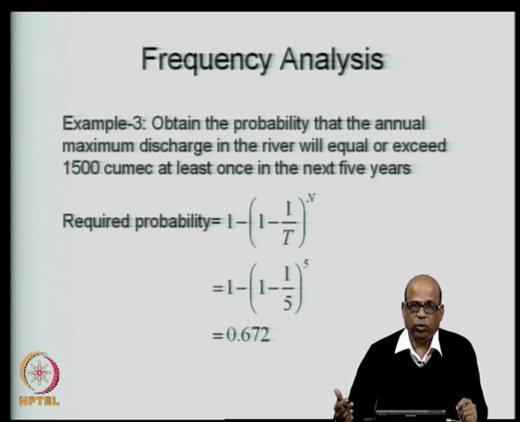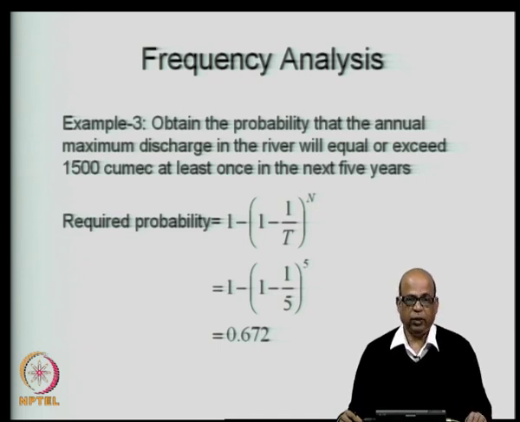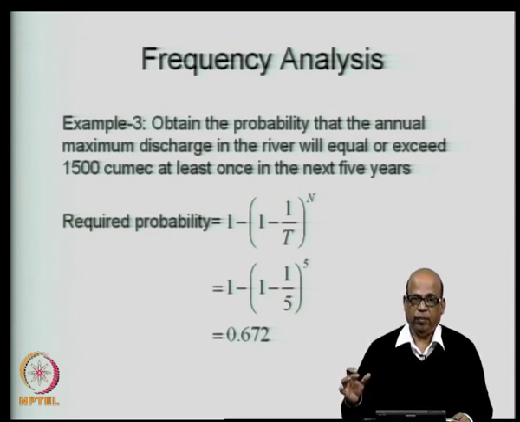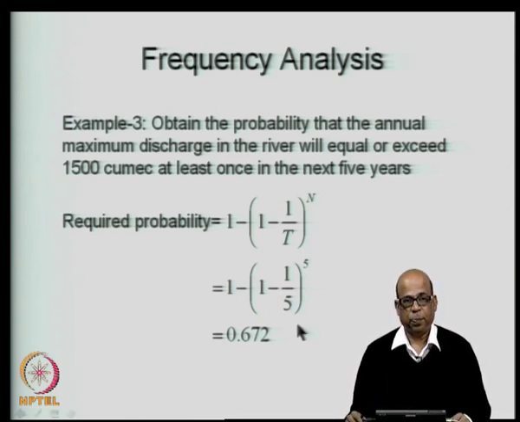Then we also examined the relationship between the probability and the return period, and we showed that the probability of x being greater than or equal to x t is in fact 1 by t, where t is the return period. Then we answered the question of what is the probability that in a given n year record the t year event will occur at least once, and that is the solution that we have obtained here.